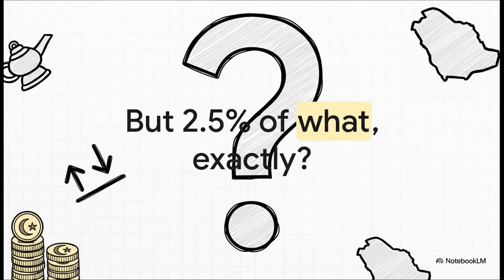Simple enough, right? A 2.5% tax. But here is the million rial question. 2.5% of what? See, the real challenge isn't the percentage. It's figuring out the zakat base, that specific measure of a company's true zakatable wealth. And that is exactly what we're going to pin down.